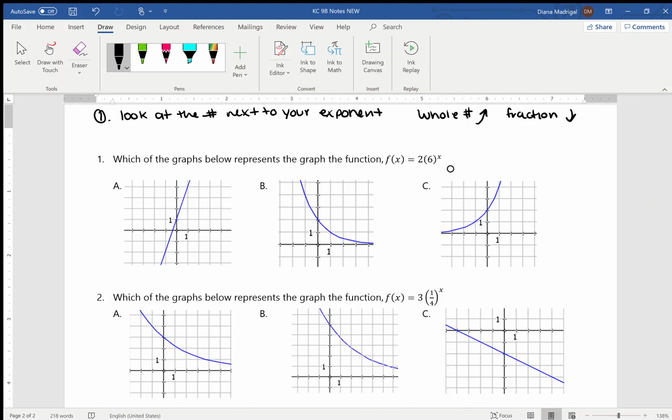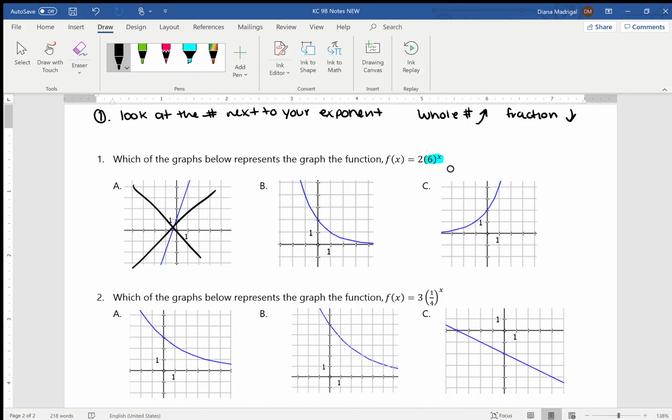Then for question 1a, as you can see, it's a straight line. Remember I told you exponential functions are never going to be a straight line. It's going to be a curved line. So I know option A is out. Next, 1b and 1c. Let's look at the number next to my exponent. I have the number 6. 6 is a whole number, so my graph should go up.